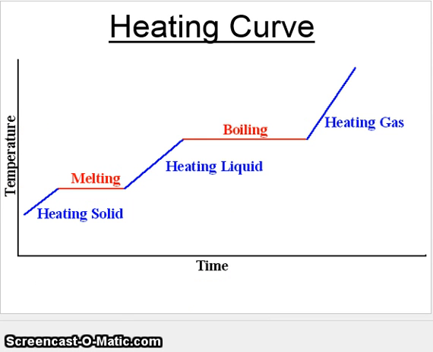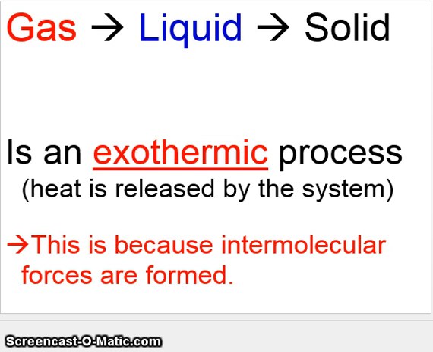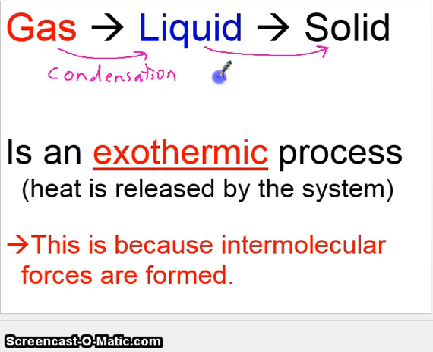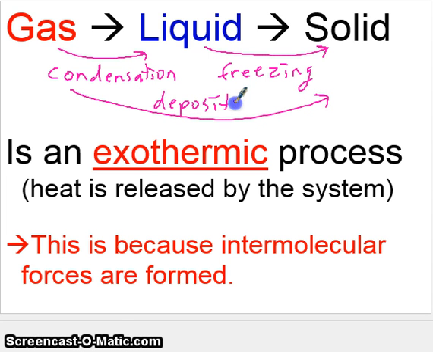Okay? So let's talk about the same thing, but going backwards. And this is going from a gas to a liquid. This, remember, is called condensation. From a liquid to a solid was called freezing. These terms are from first semester. From gas to a solid, remember, it's called deposition. Like depositing, deposition. Now, each one of these, the particles must slow down.